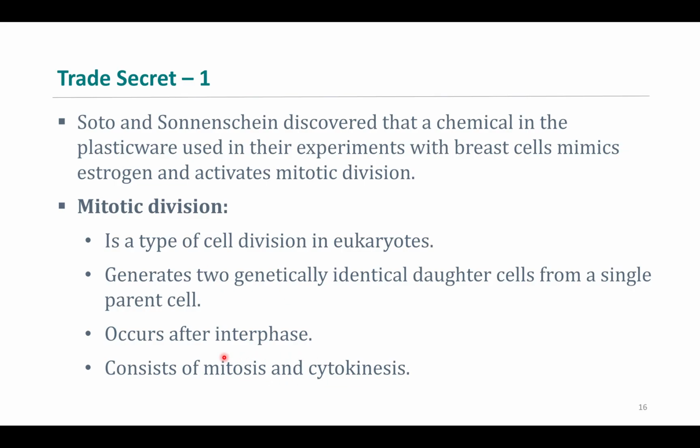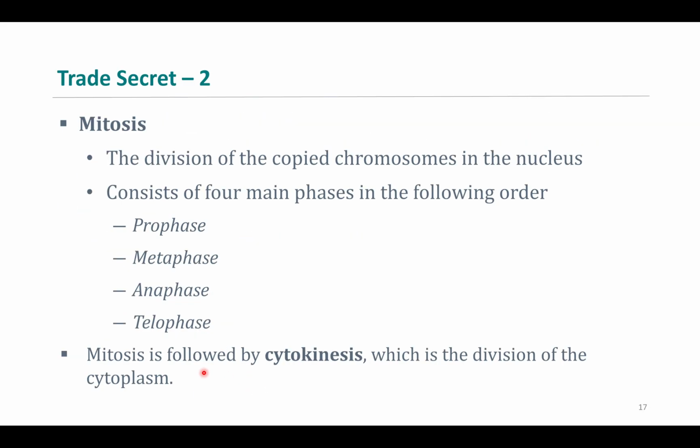Mitosis is the division of the genetic material. Cytokinesis is the division of the cytoplasm, or the cell. So next, let's look at the different stages in mitosis. These are the main four stages in mitosis: prophase, metaphase, anaphase, and telophase. These four phases are divided depending on what happens to the chromosomes inside the cell.